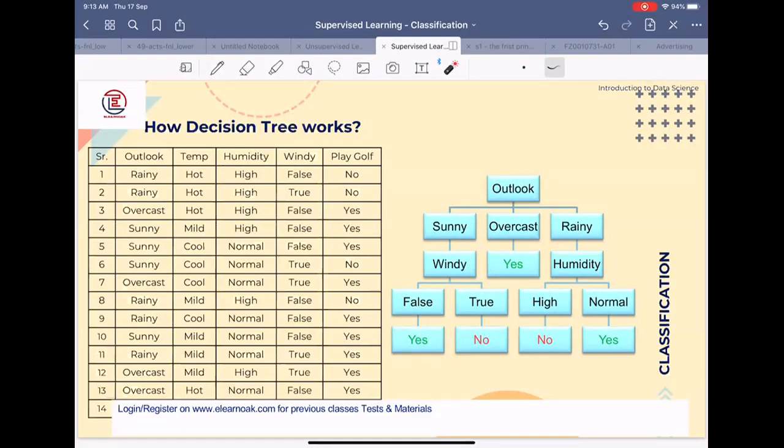Rather, if the outlook is rainy, we'll say, let us check humidity. If humidity is high, we will say, no, do not play golf. If the humidity is normal, we say, okay, play golf. Okay, so I have a question. How can we choose the root node as outlook?